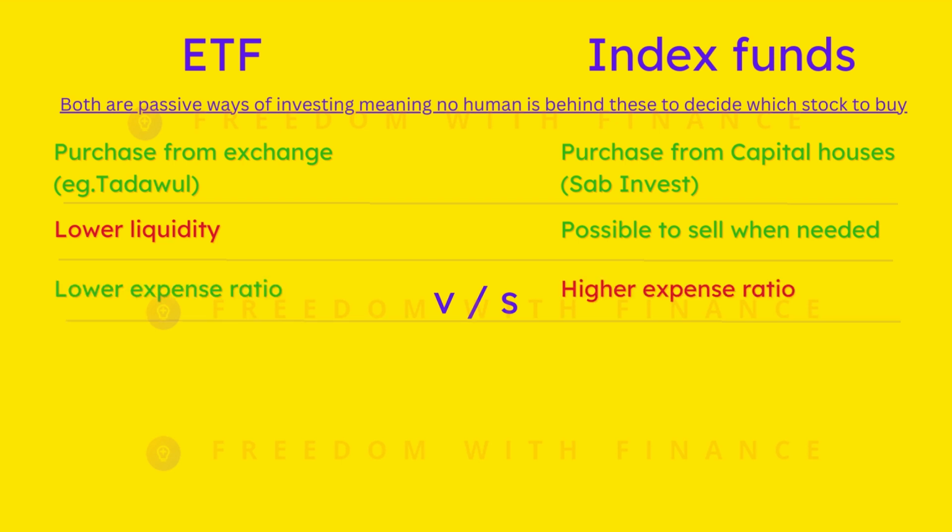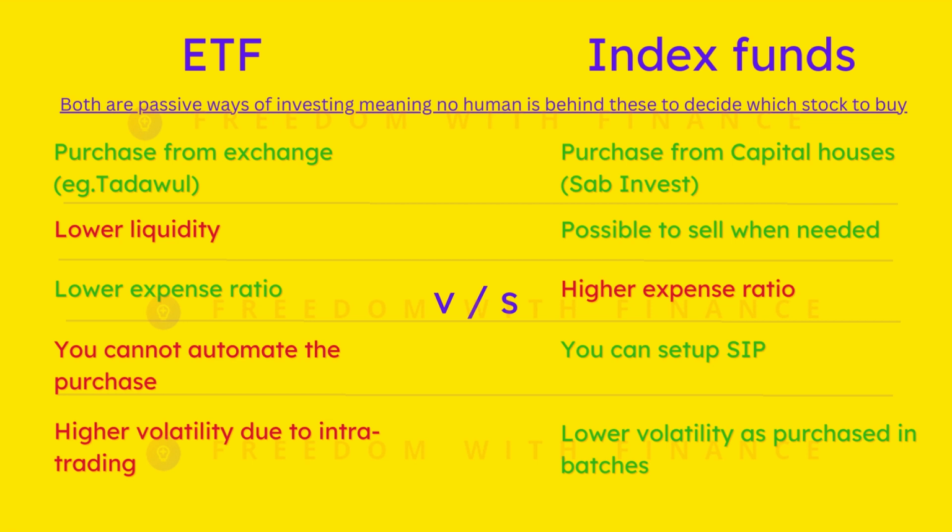Now, ETFs are comparatively less expensive, with a lower expense ratio as compared to index funds. The biggest disadvantage I feel for ETFs is that you cannot automate the purchase of ETF units, like we can for an index fund. For an index fund, I've set up an SIP where every fifth or sixth day it purchases automatically based on that day's price. But for an ETF, I have to manually go to the SabInvest or your broker account and buy every month, which leads to inconsistency in your purchasing behavior.